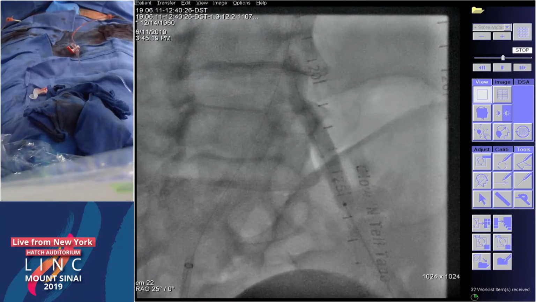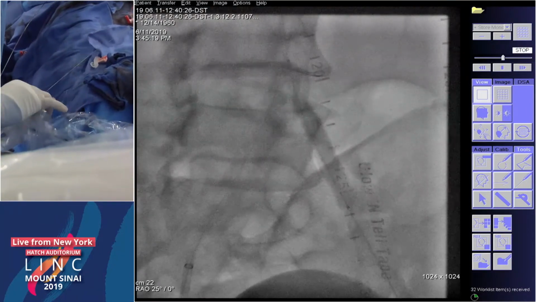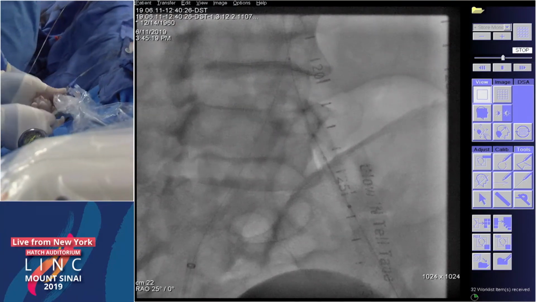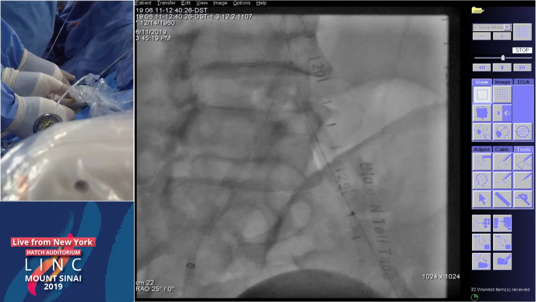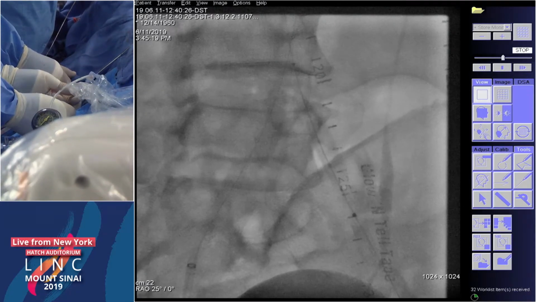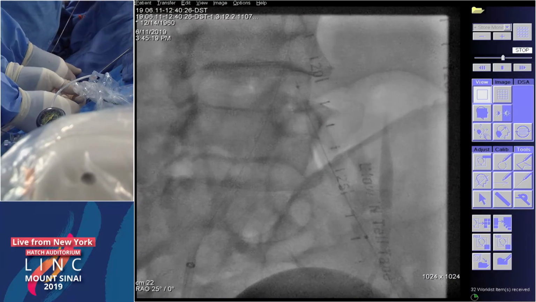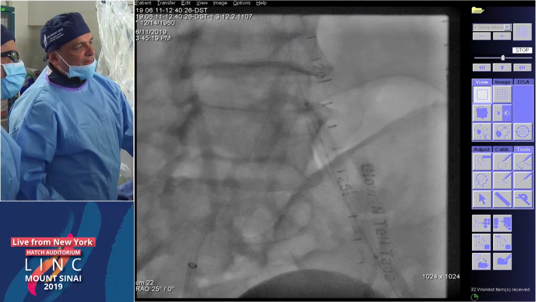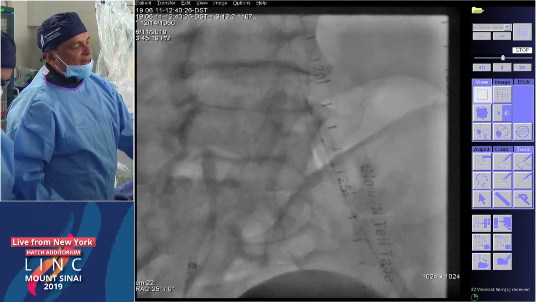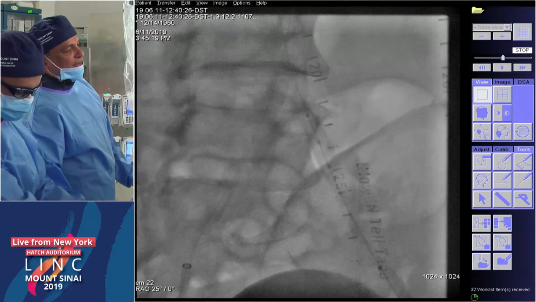Now we're going to go down, we're going to pull back and get that common iliac, external iliac sort of lesion. It's still a distal common iliac. I'll properly classify it. It's a distal common iliac lesion. We're going to hit that a little bit more, come back. And then I'm going to do what you said, come back a little more, there you go. Now go up again. So again, we're going to go up to 2 atmospheres.